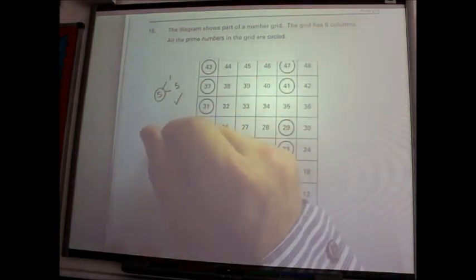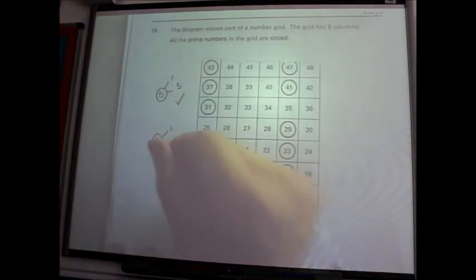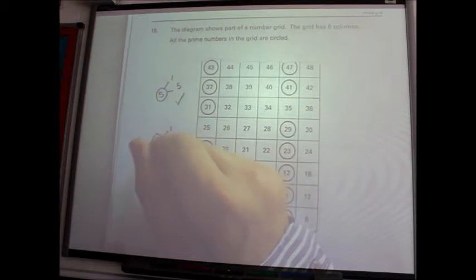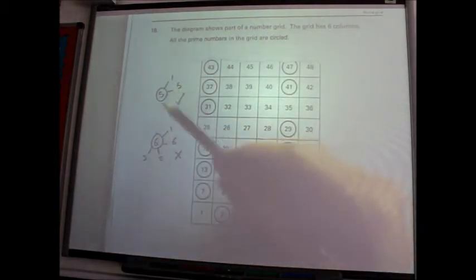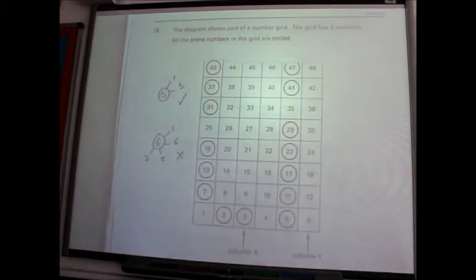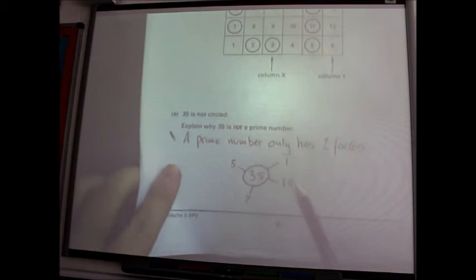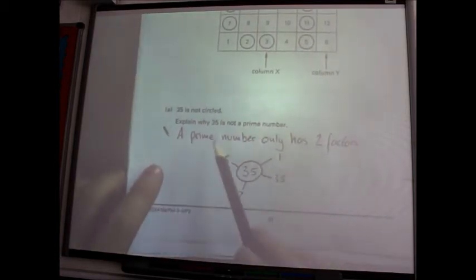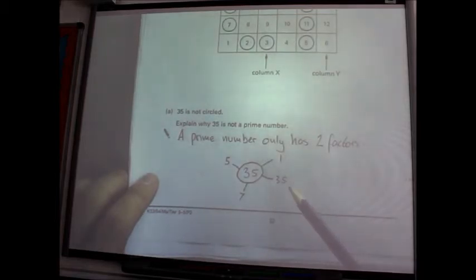Try the number 6. What goes into the number 6? Well, it's 1, 6, and there's also 2 and 3. So that is not a prime number. So a prime number must have 2 factors. 35 is not circled. Explain why 35 is not a prime number. Do what I've done here. A prime number only has 2 factors. 35 has 4 factors. 1, 35, 7 and 5.